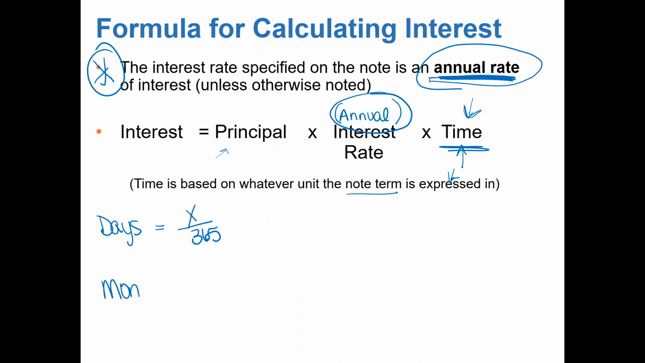If the note is expressed in a number of months, you're now going to times however many months divided by 12. So however many months the note is outstanding divided by a total of 12 months, which is in 1 year for this annual interest rate. And if the note is expressed in years, you would just divide it by 1. So however many years divided by 1.